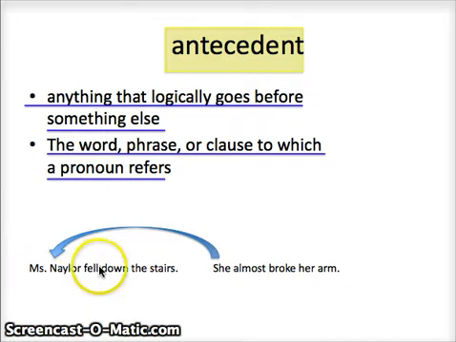The other one is the word, phrase, or clause to which a pronoun refers. So here we go. Miss Naylor fell down the stairs. That's my first sentence. She almost broke her arm. So the pronoun here is she, and it refers back to Miss Naylor, right? Who is she? She is Miss Naylor. So the antecedent is Miss Naylor. The sentence in the book: every boy was in his place. Boy is the antecedent of the pronoun his.